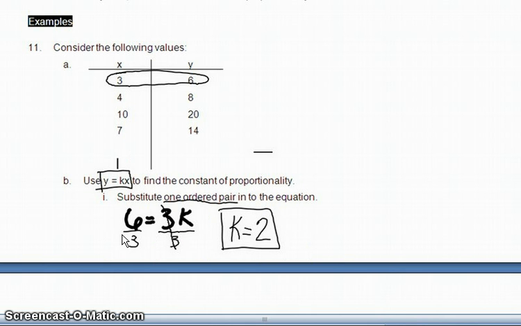So to write my general equation for this situation, I go back to my initial equation and substitute 2 for k. Now I have y equals 2x, and that is the general equation that would model these values. So simply substitute an ordered pair into the general equation, solve for k, and then write the generalized equation.